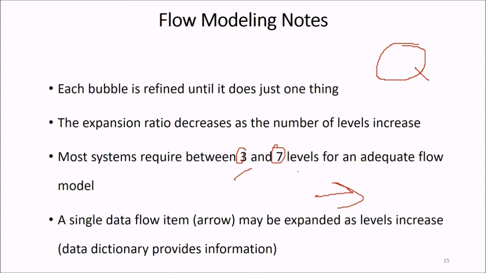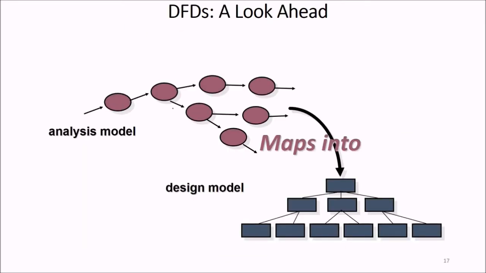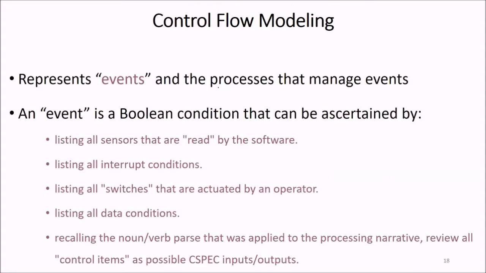We can use the data dictionary for the information. This is PSPEC, which is called a process specification, spec for specification. For example, this is the process bubble. What can be the specification of this particular bubble? We can have a narrative specification, pseudocode, equation, table, or diagrams or charts. So all these can be used to specify this bubble or process. What are the DFDs? Look ahead. You are actually mapping this DFD into something called a structure chart in a later session. Okay, this is a design model.